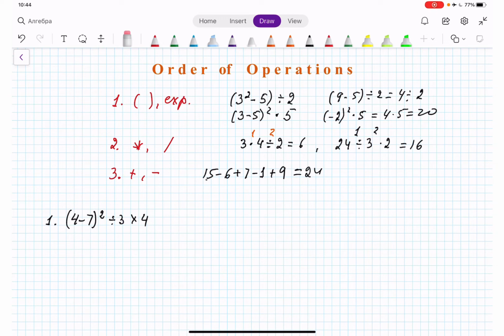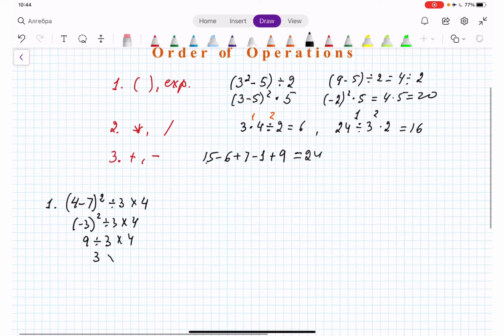All right, let's solve the first one. 4 minus 7 is going to be negative 3, squared, divided by 3 times 4. Negative 3 squared is going to be 9, divided by 3 times 4. 9 divided by 3 is 3, times 4, and the result is 12. Second one. So what do we have here? Number 2.